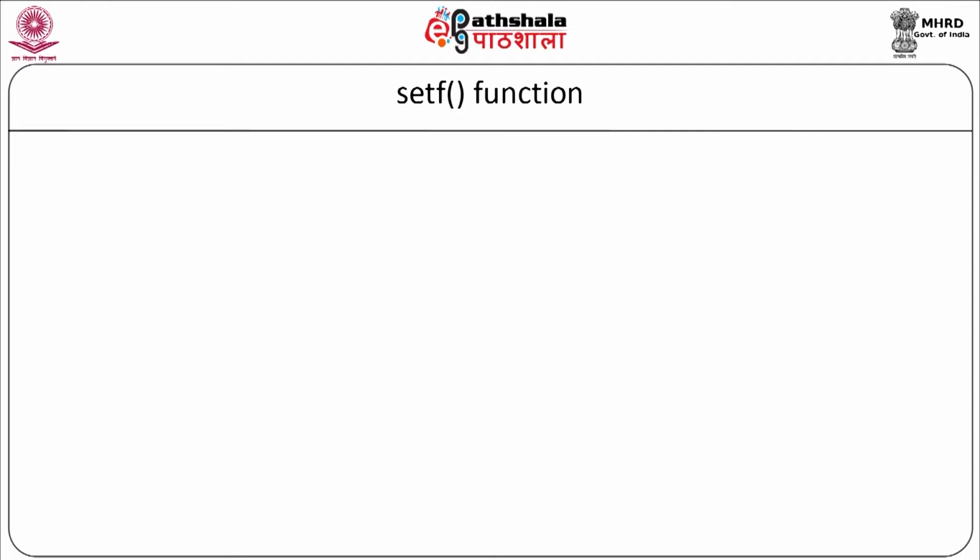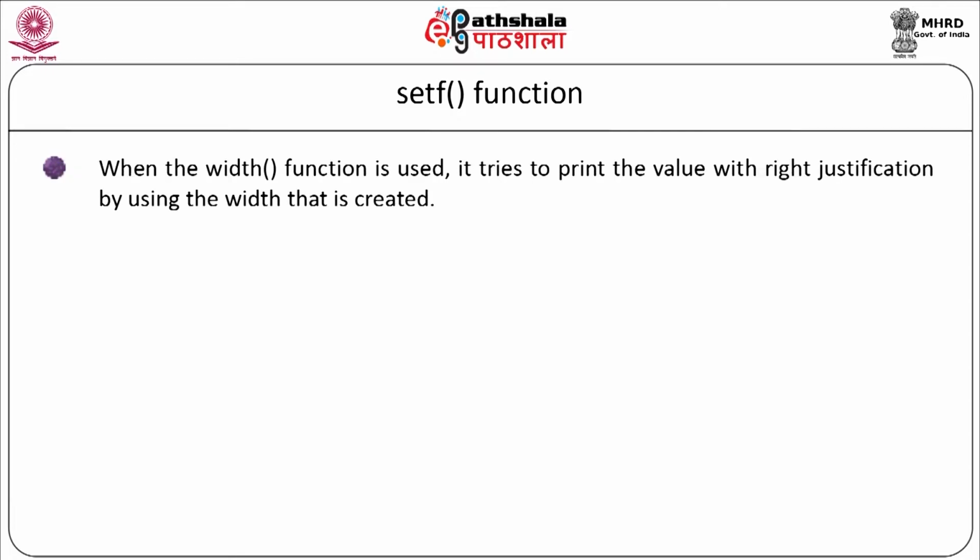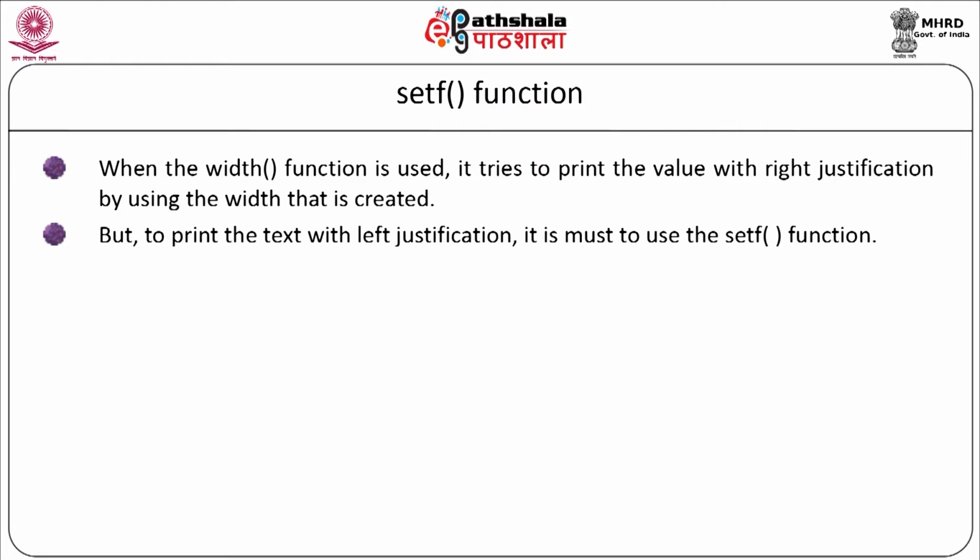Now we will see the setf function. When the width function is used, it tries to print the value with right justification by using the width that is created. But to print the text with left justification, it is a must to use the setf function. The syntax is cout.setf in brackets argument 1, comma, argument 2.